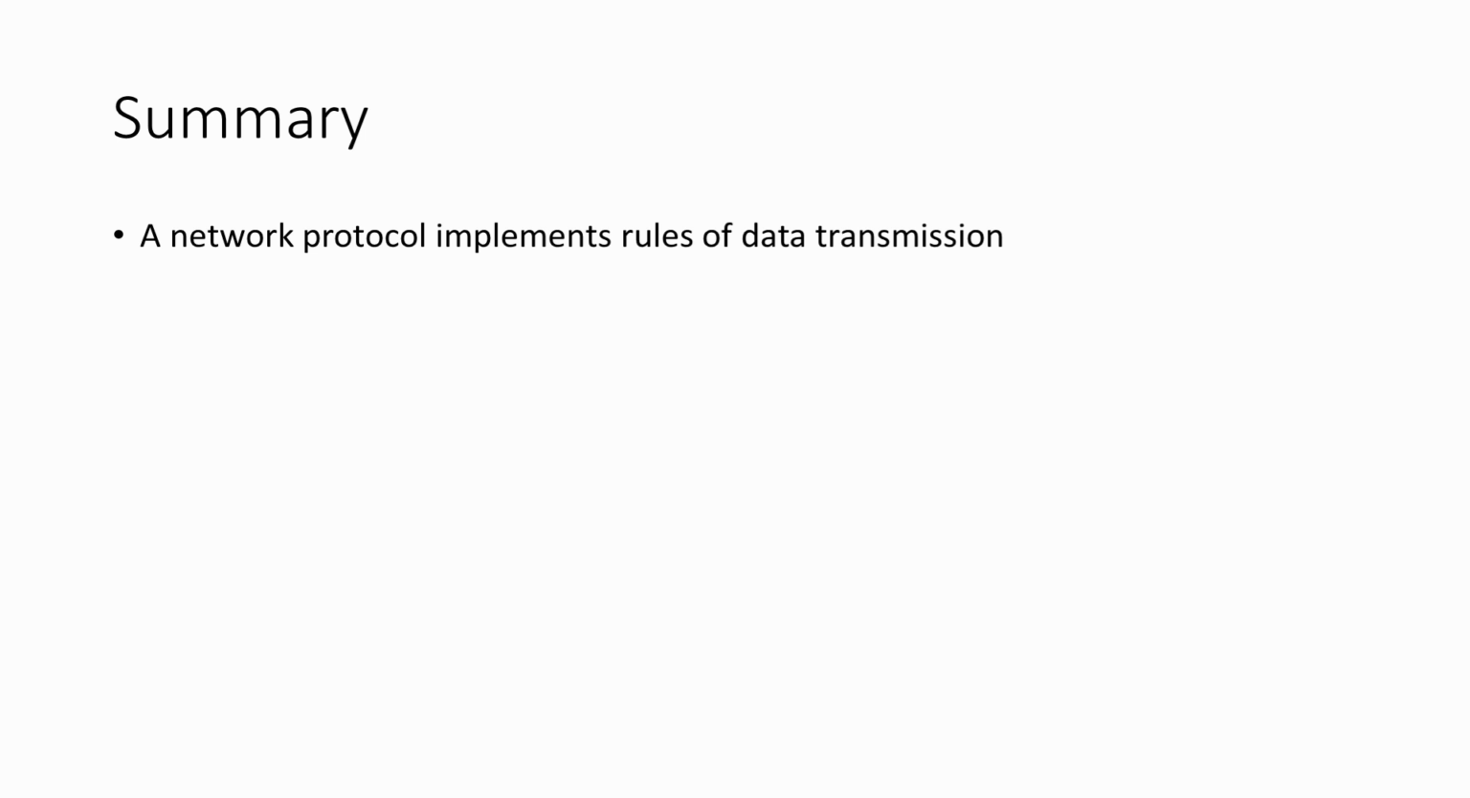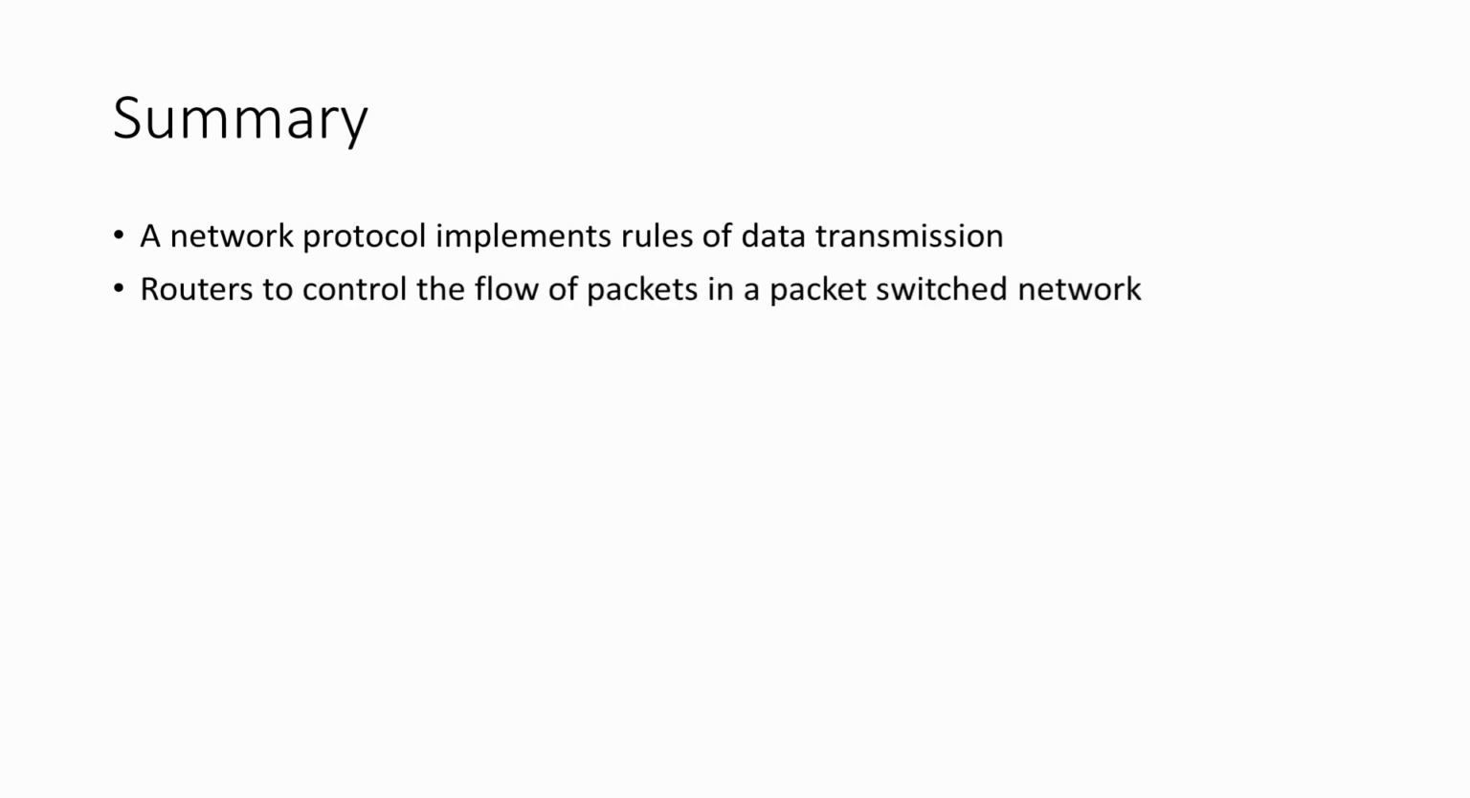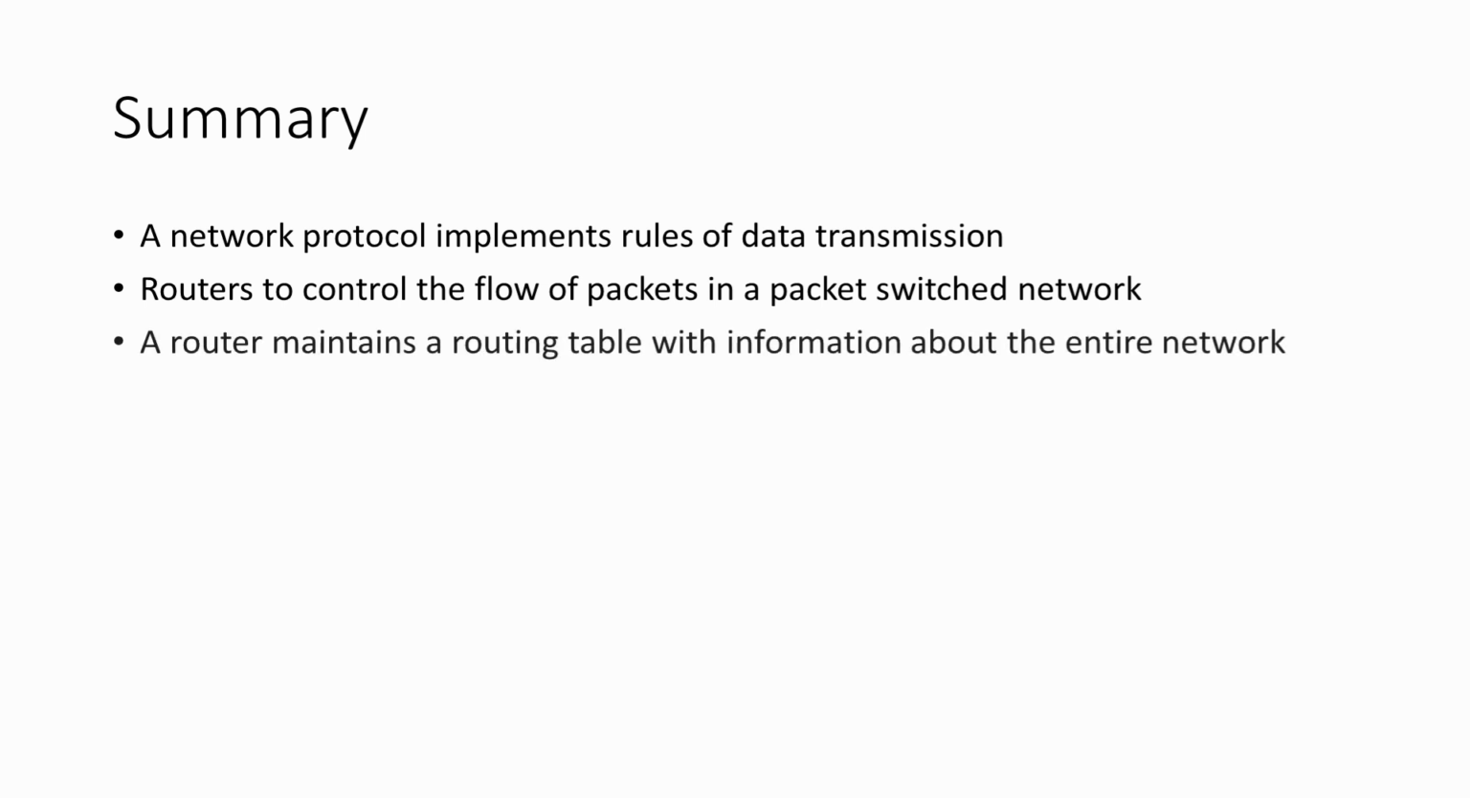To summarise, a network protocol like TCP/IP implements the rules of data transmission. Routers are essential in a packet-switched network. They're responsible for getting packets to their destination using the fastest routes possible. A router maintains a table of information about the entire network, and it shares this information with other routers dynamically.